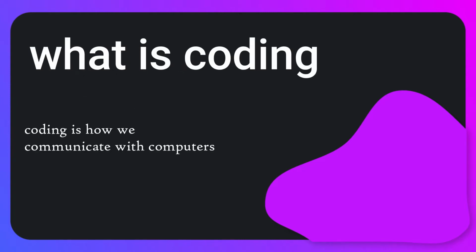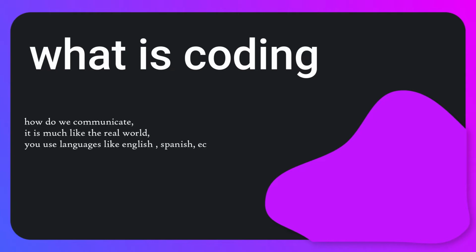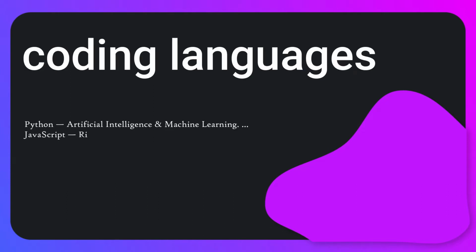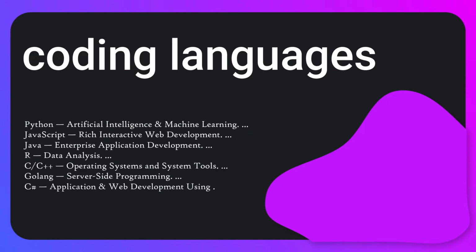So what is coding? Coding is how you communicate with the computer. How do you communicate? It's like the real world, where you use languages like English, Spanish, etc. But in the computer world, we're going to be using languages like Python, JavaScript, etc. So, coding languages. These are a couple of popular coding languages: Python, JavaScript, Java, R, C, C++, Golang, C#. Each one of them has their own purpose, and they have their own quirks and syntax, but we're going to be learning Python since that's one of the easier ones to learn.